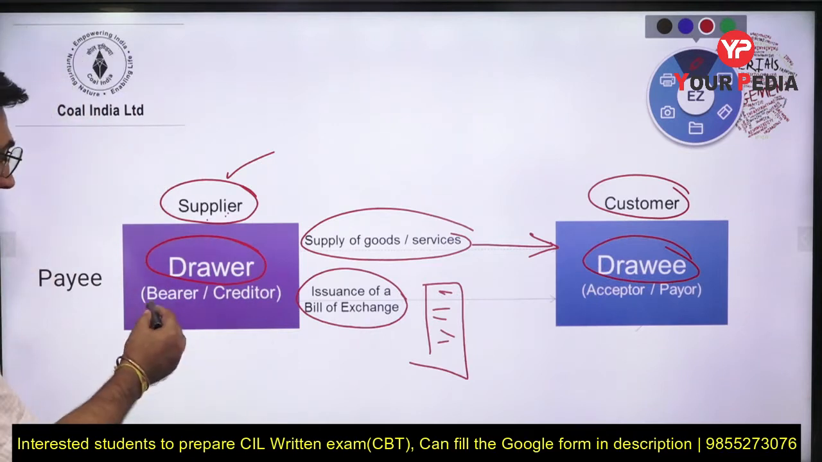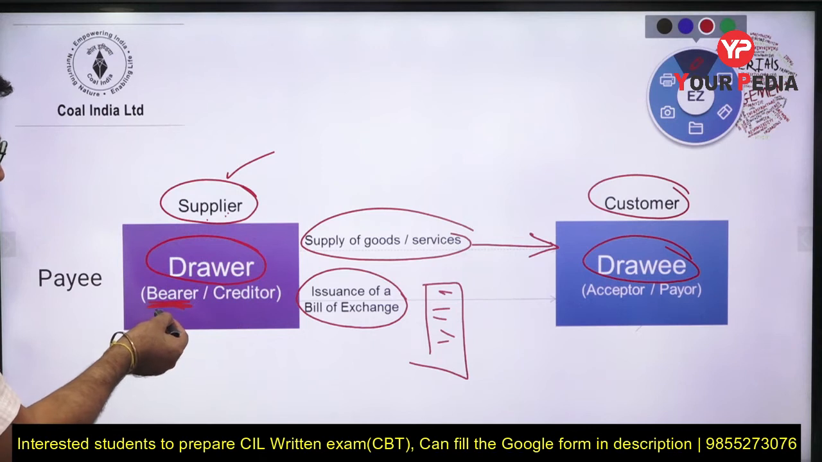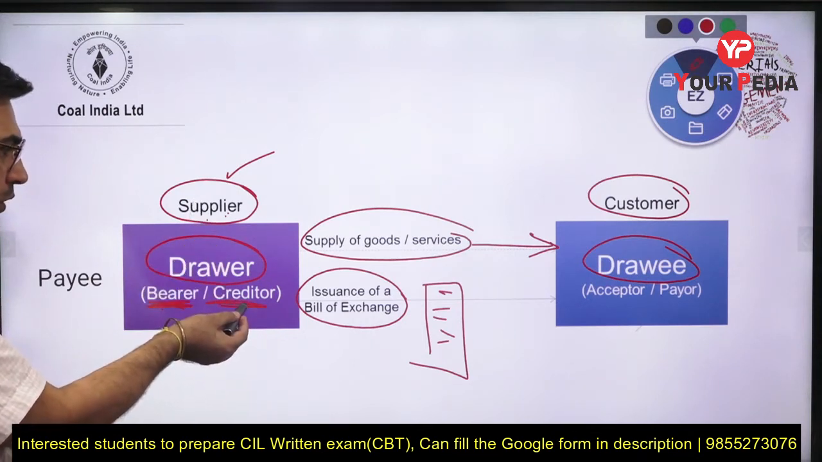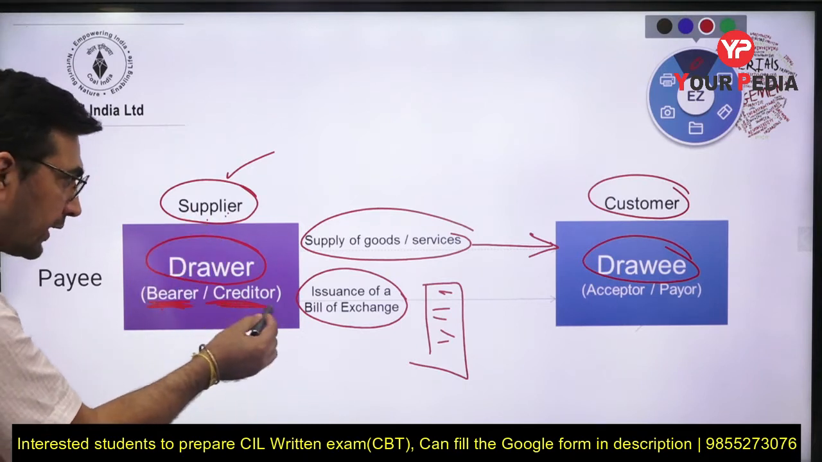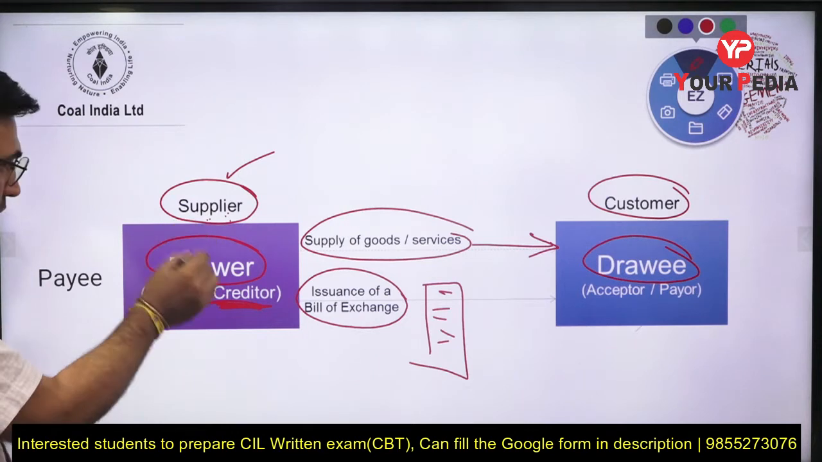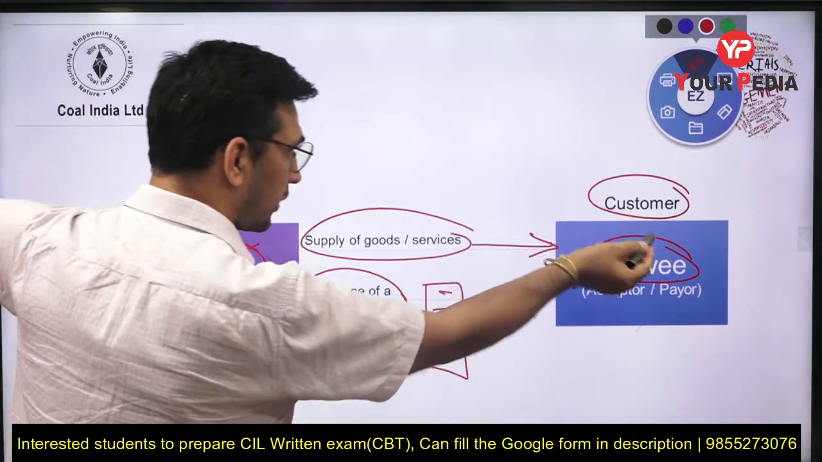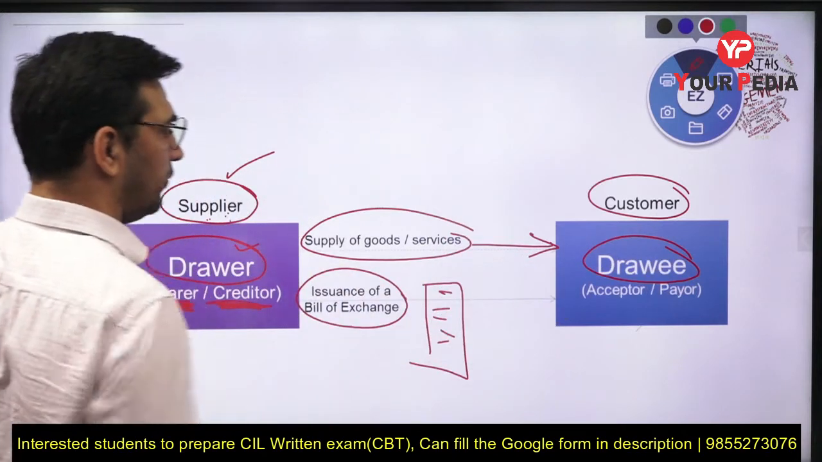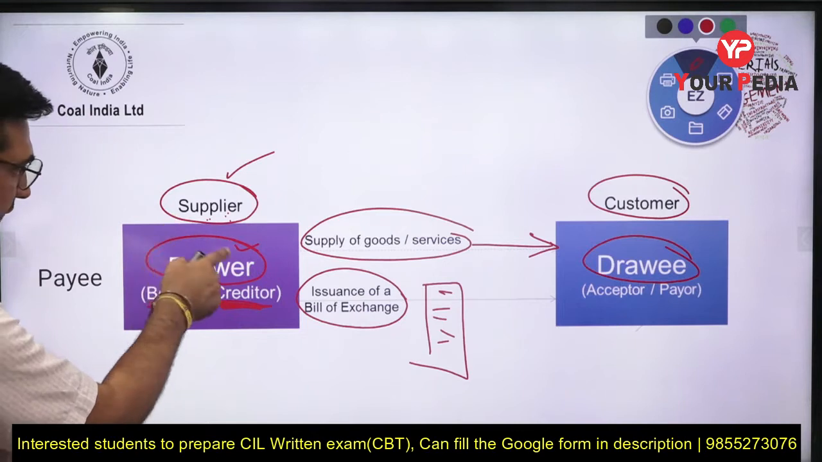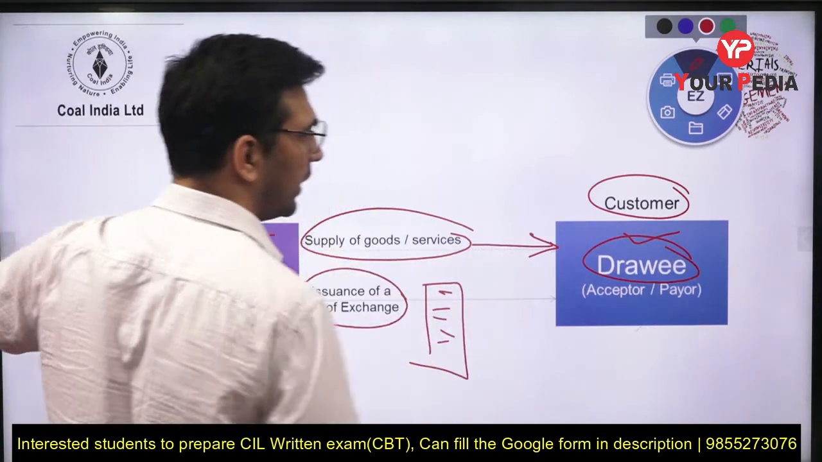Now tell me, bearer, who is going to bear it? Obviously it always has to be with the supplier only. And who is the creditor? Supplier only. In the earlier case also the creditor was the supplier and the bearer was the supplier, but the only difference was that the customer was the drawer in case of the promissory note. But this has got reversed now. Here the supplier becomes the drawer, whereas the customer becomes the drawee.